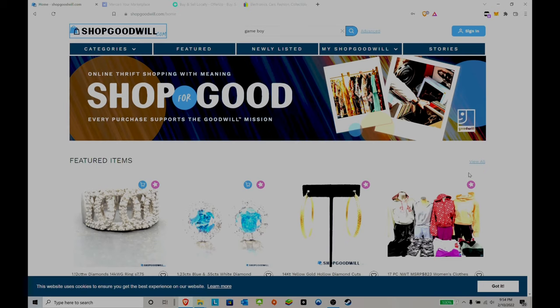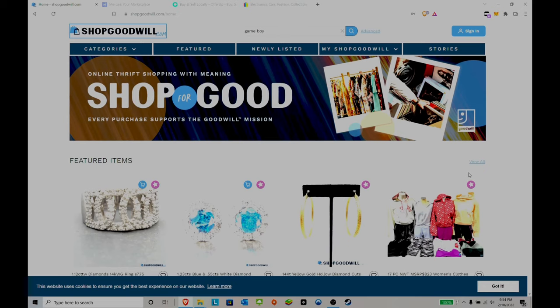So here we have the Shop Goodwill website. It's fairly simple. It's literally shopgoodwill.com. And like I've mentioned, I've used their website a couple times already. I've bought a couple items. I'm waiting for some, and I've already received some. Now, you could definitely find some good deals here if you look hard enough.